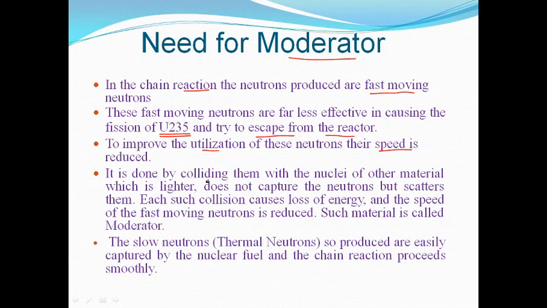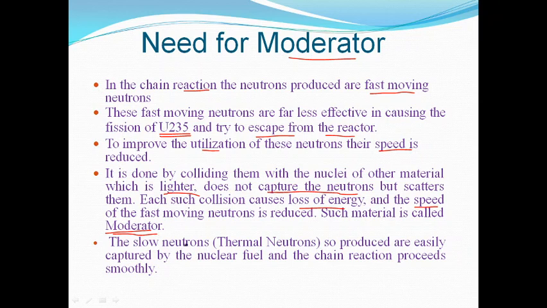And it is done by colliding these neutrons with the nuclei of other materials which are lighter, which do not capture the neutrons but scatter them. And when the neutrons undergo collision with these nuclei, they will lose energy and they will hence lose their speed. And the materials that are used for this purpose are called moderator.